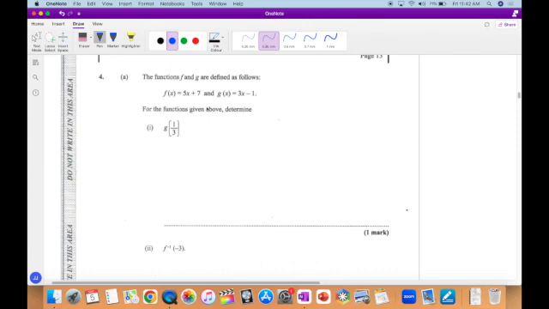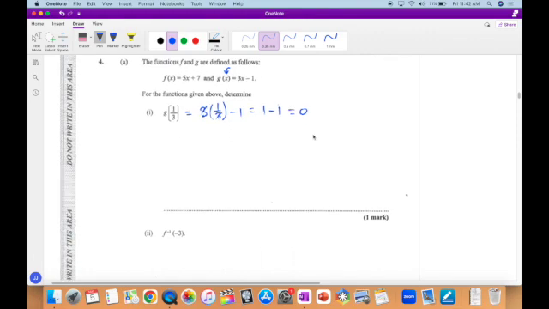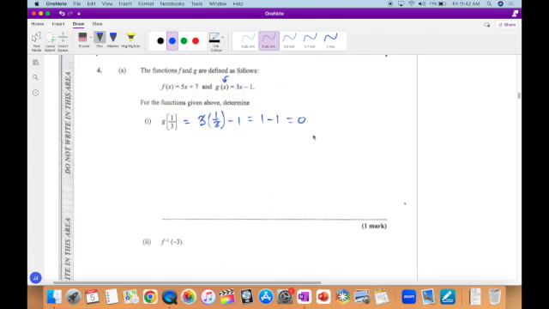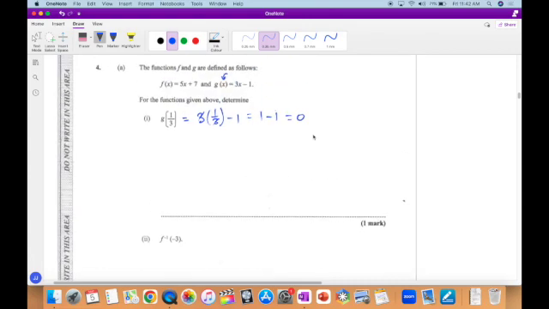So I just take a third and put it where x is. Therefore the g of a third will be 3 times a third, minus 1. And of course, this will be 1 minus 1, which works out to 0. The f inverse of minus 3. So first of all, f of x is 5x plus 7.